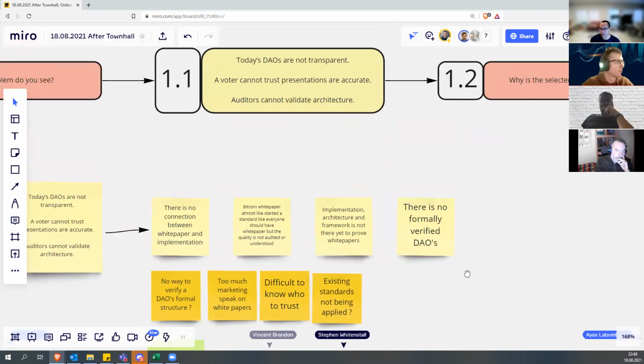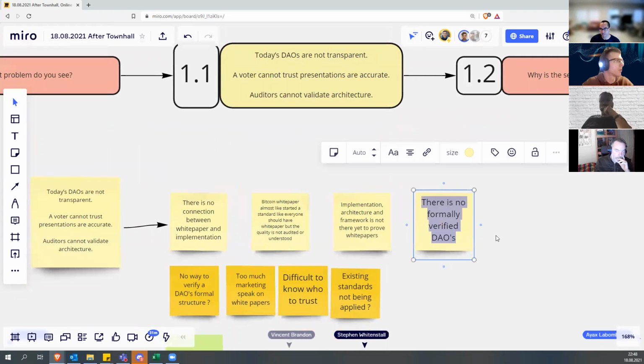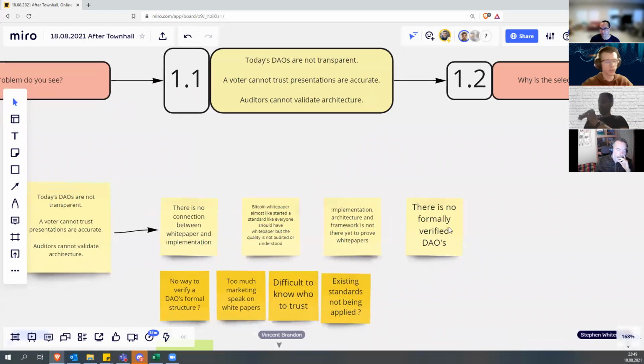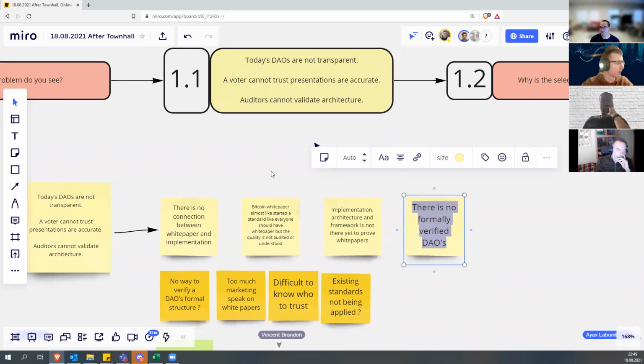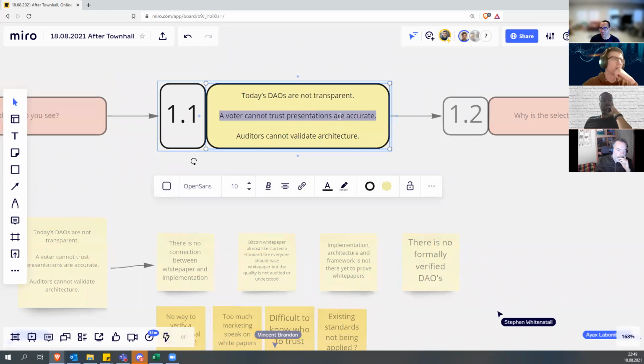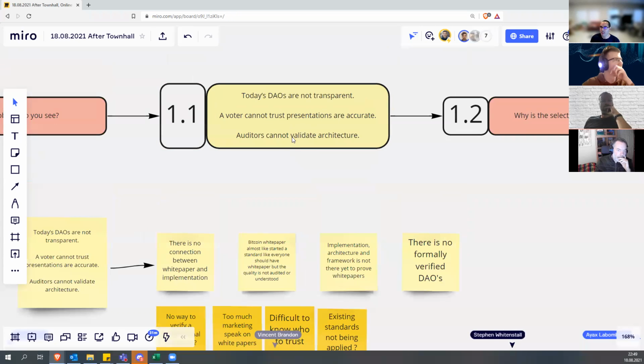Okay, so we have now, let's use both. There are two sentences here. One is that today's DAOs are not transparent. A voter cannot trust presentations are accurate. I'm still not quite sure how that works. Maybe my English is so bad that I don't know what it means.